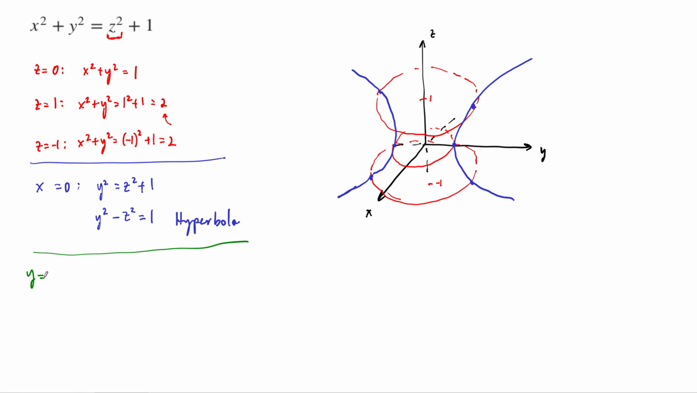So if we take y equals 0, now we're going to have x squared equals z squared plus 1. Same exact equation: x squared minus z squared equals 1. That's a hyperbola. This one goes back that way, comes out of the screen. Oh boy, very bad. It's got to go through there. Looks something like this.